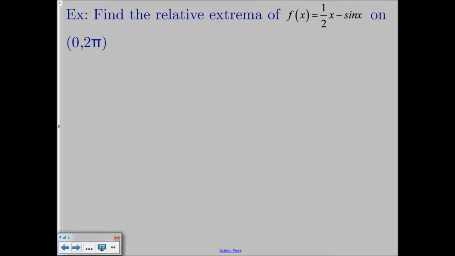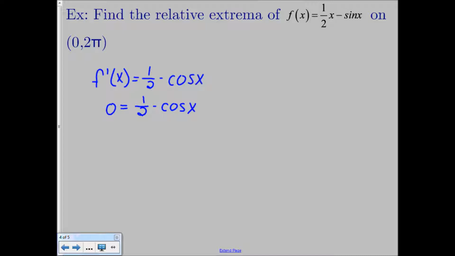We learned from the first derivative test that we want to look at how the signs of the derivative change, which means that we need to find the critical values of our first derivative. So we should probably find what our first derivative is. f prime of x is equal to 1/2 minus the cosine of x. Now the cosine of x is always defined, so we don't have to worry about the derivative ever being undefined. So we're just going to set it equal to 0 and solve for x.